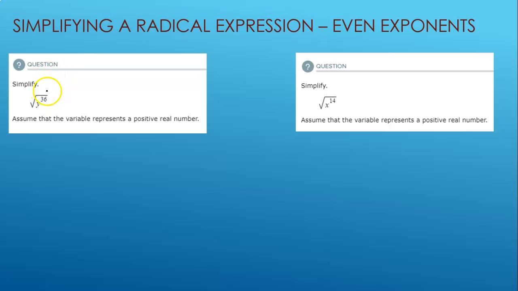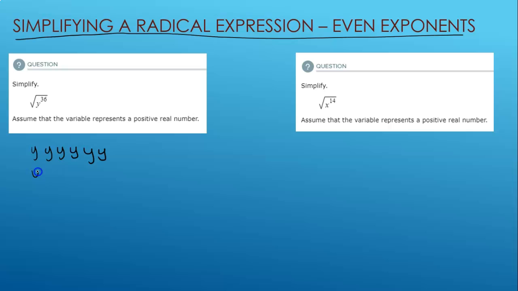So if I were capable of writing out 36 y's every time, which I am not, it's crazy. Don't forget, new topic, simplifying a radical expression with even exponents. I'm going to write them all out this time. I'm going to do 6 rows of 6 y's for 36. 1, 2, 3, 4, 5, 6. 1, 2, 3, 4, 5, 6. And I'm going to fill all these in. I would never have you do this in real life. I'm getting ready to teach you a shortcut.